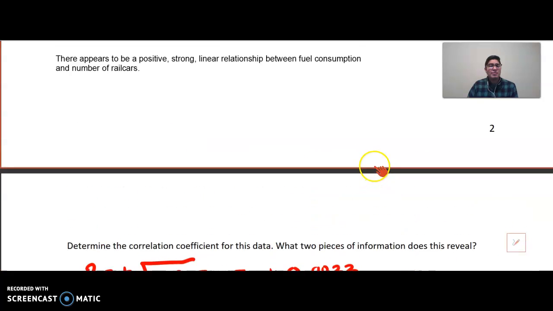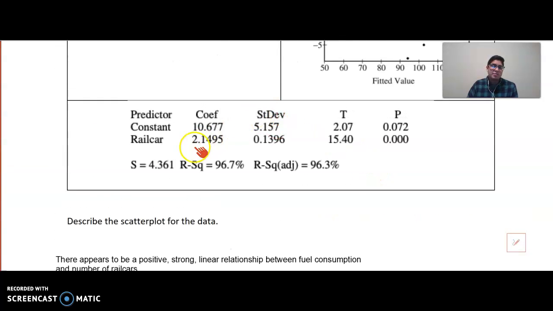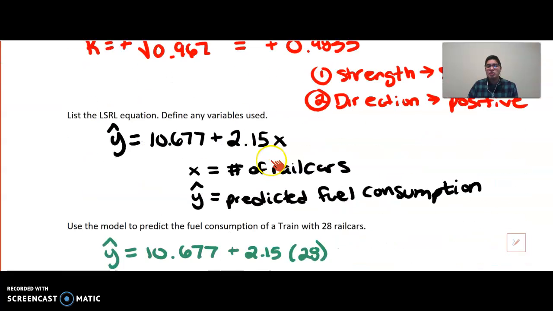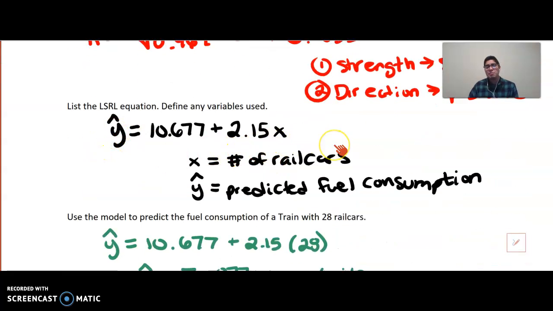Now, in order to define my LSRL, I go here to my computer output. My constant is the intercept, and the slope is special, so it gets a name. So here, when I define the equation, I get y hat equals 10.677 plus 2.15x, where x is the number of rail cars and y is the predicted fuel consumption.